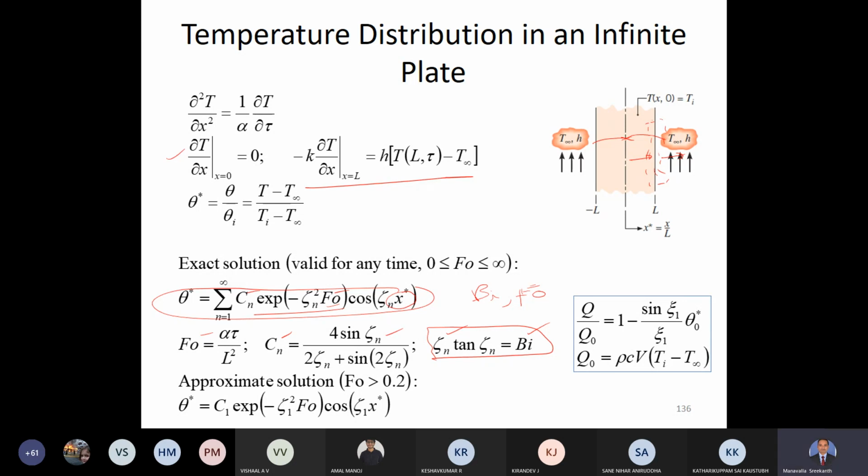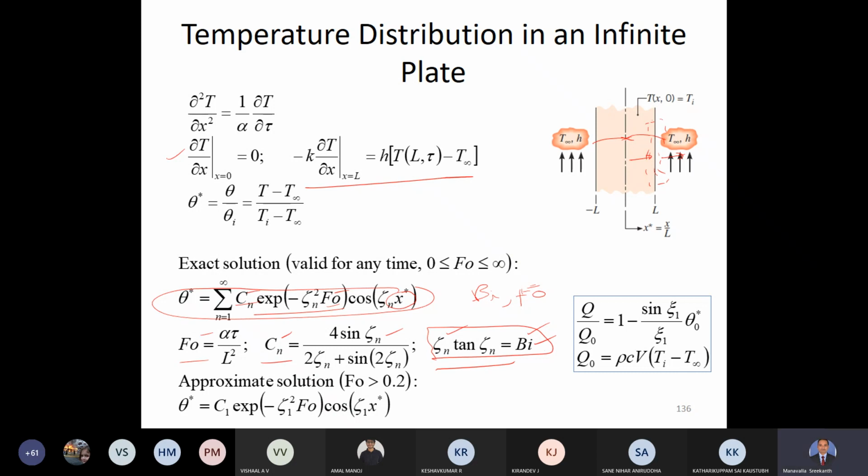But you see what is involved. Even for the first 5 terms, you first start by evaluating the Biot number, and then find the root of this equation, substitute it here, find Cn, substitute here, then find the Fourier number, substitute here, and so on and so forth. So because of this, even if you have the analytical solution, it becomes complicated.